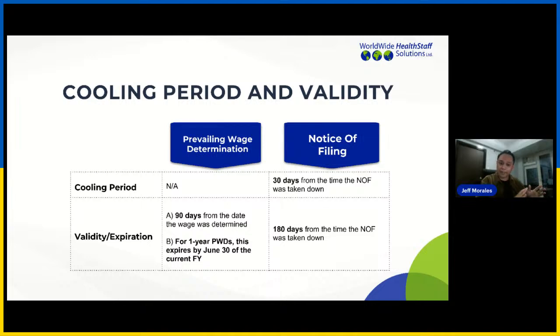Now, for the notice of filing, in comparison, it only has 180 days as its validity from the date that it has been taken down. Going back to my example earlier, let's say the health facility has taken down the notice of filing. We count 180 days as its validity. After that, the notice of filing cannot be used anymore. Then there should be another. We have to go through the process again of preparing the document, we send it back to the facility, and so on and so forth.